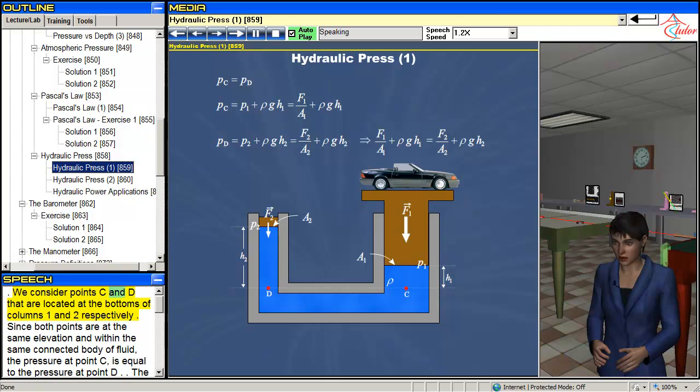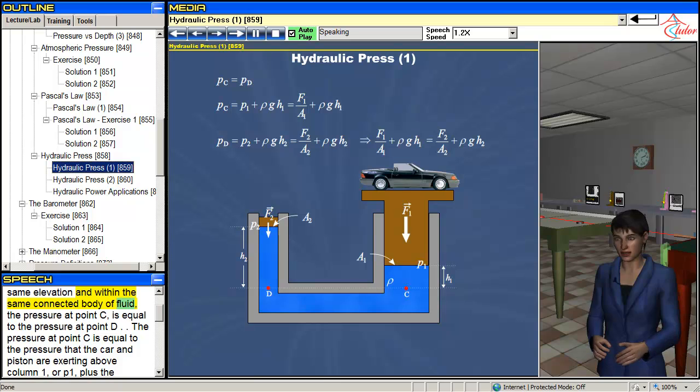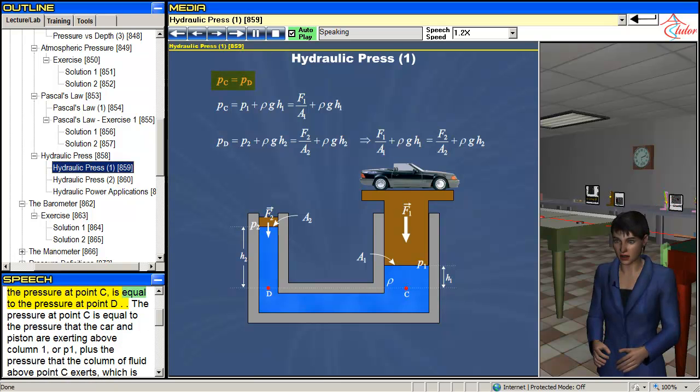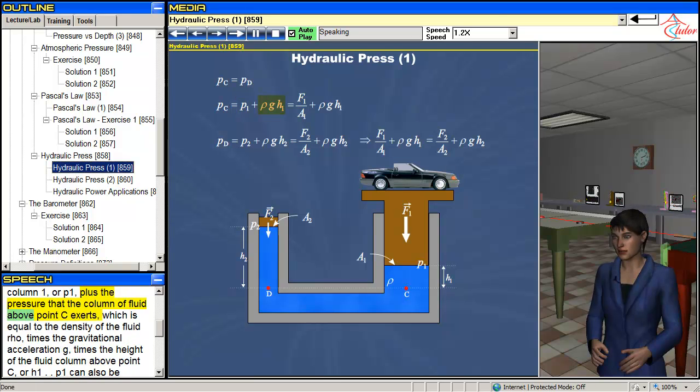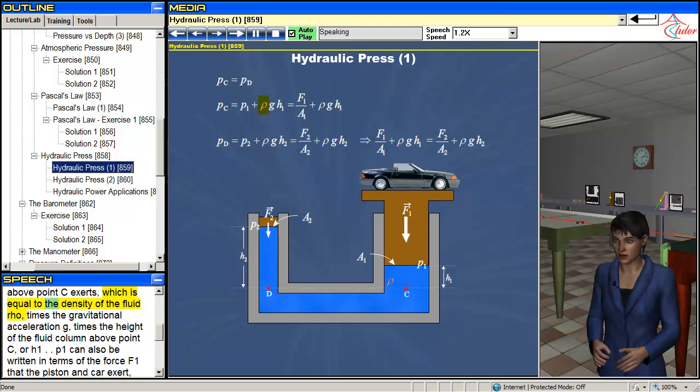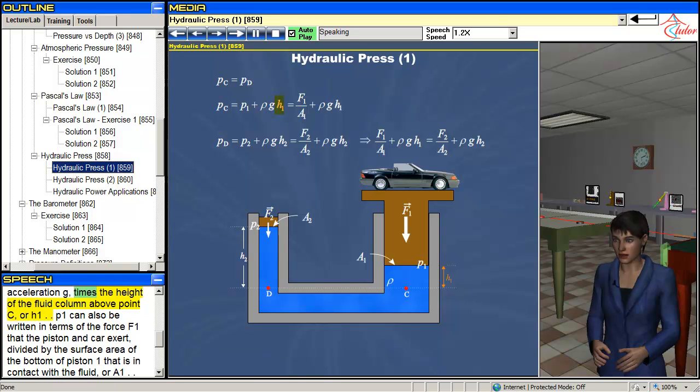We consider points C and D that are located at the bottoms of columns 1 and 2 respectively. Since both points are at the same elevation and within the same connected body of fluid, the pressure at point C is equal to the pressure at point D. The pressure at point C is equal to the pressure that the car and piston are exerting above column 1, or P1, plus the pressure that the column of fluid above point C exerts, which is equal to the density of the fluid ρ, times the gravitational acceleration g, times the height of the fluid column above point C, or H1.